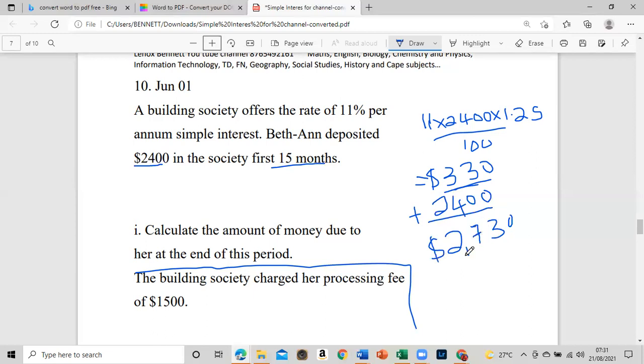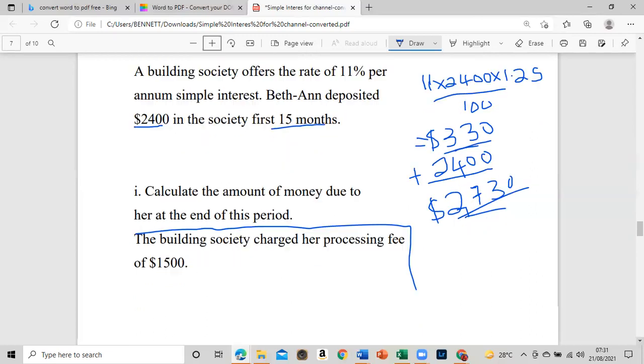I don't think CSEC would penalize you if you add 330, because at the end of the day the question is not clear. Well, they didn't just say the simple interest alone. It is clear, it is clear. My apology. It did say the amount of money due to her. So she invests and it's due to her, you know.